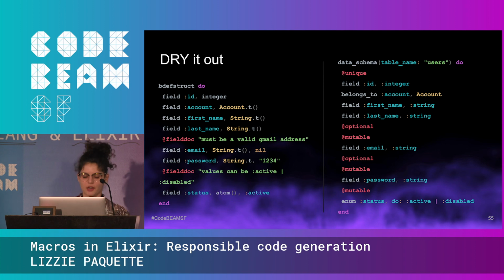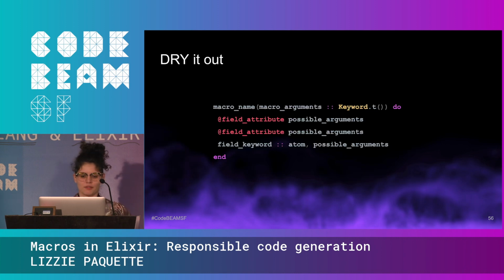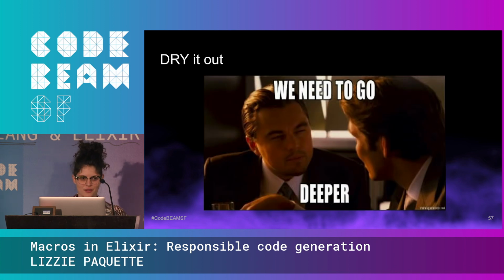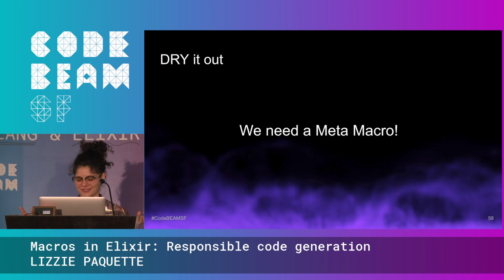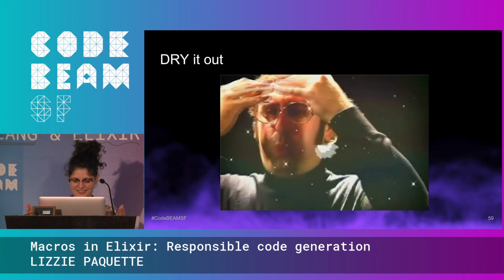So looking at these two constructs, our struct definer and our schema definer, they look pretty similar, right? Their shape is almost the same. And so we said, really, if we wanted to boil it down, this is what's happening. There's a macro name, some arguments, and then field keywords with some arguments, and then you can tag the fields with some field attributes. So we need to go deeper. We need a meta macro. Wow.